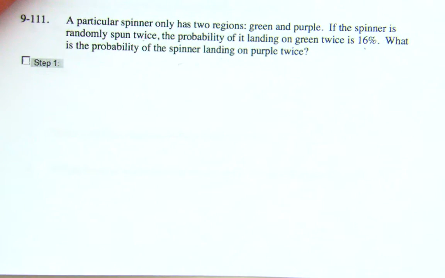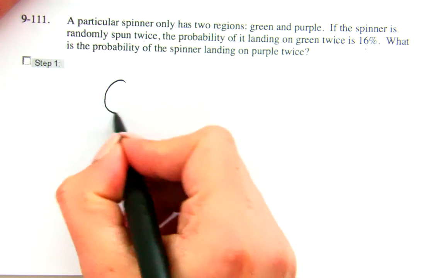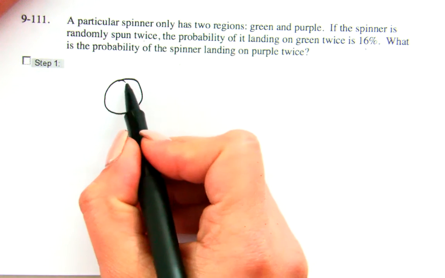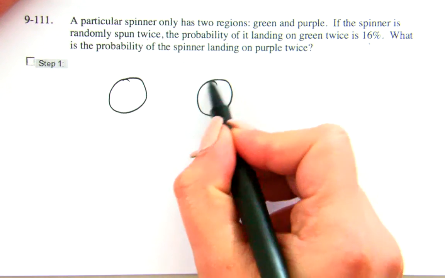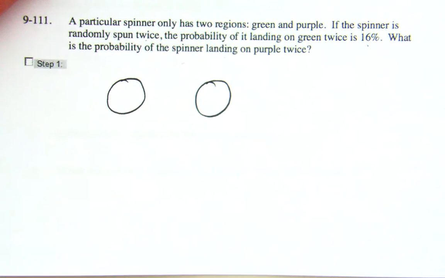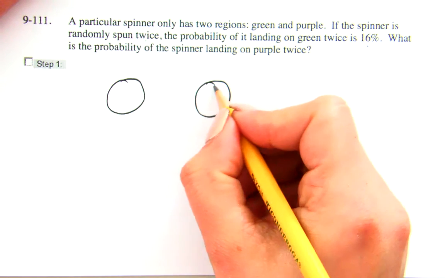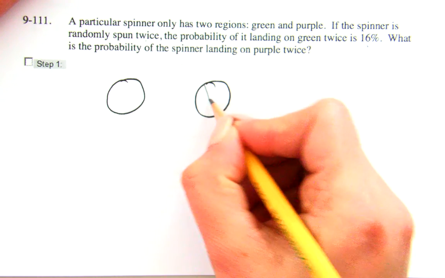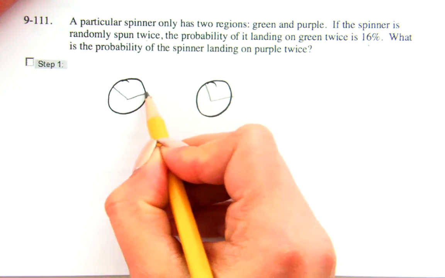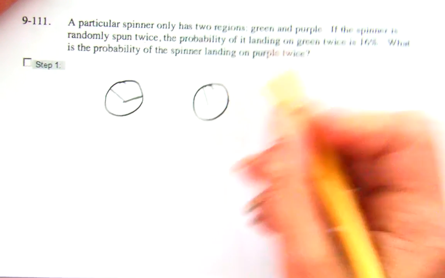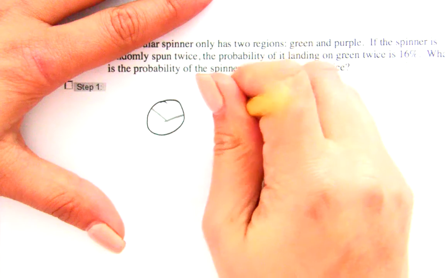Okay, so I'm going to draw a circle. First spin is purple and green. The second spin is still purple and green. Okay, I don't really know. I'm just going to make something up. Okay. There we go. I don't know what that is. It's definitely not 90. But they're both the same. Well, that definitely does not look the same.